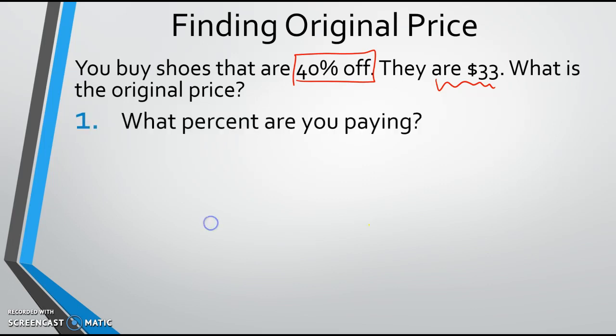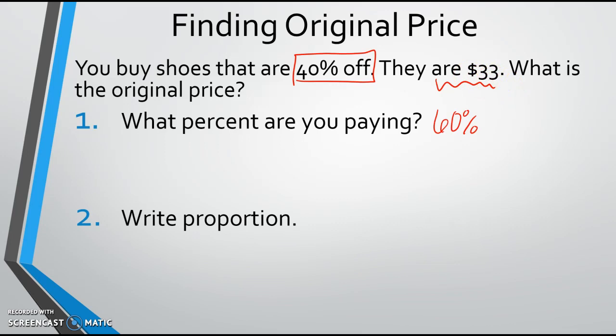So our first question we want to think about is, what percent are you paying? So what percent of the item are you paying for? You got 40% off, which means there is 60% that you are actually paying for. So you paid for 60% of the item that gave you $33.